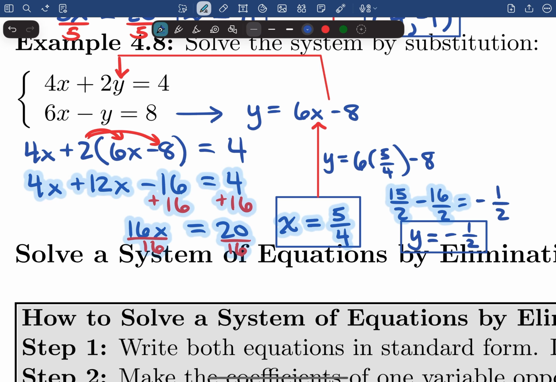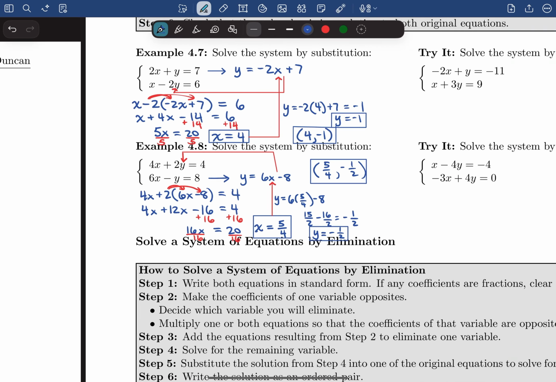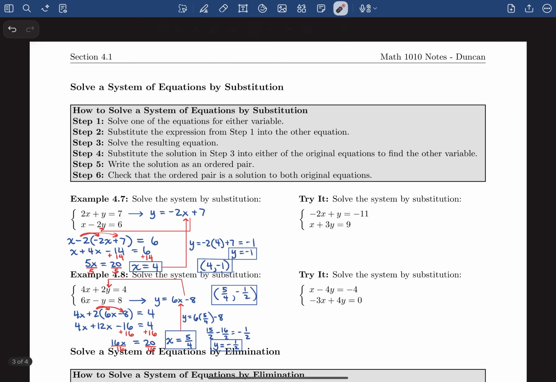And I now know x and I know y, so I will write my final answer as an ordered pair. My final answer is 5/4, comma, negative 1/2. Done. All right, so we've just talked you through this short process with these two examples of how to solve a system of equations using substitution.